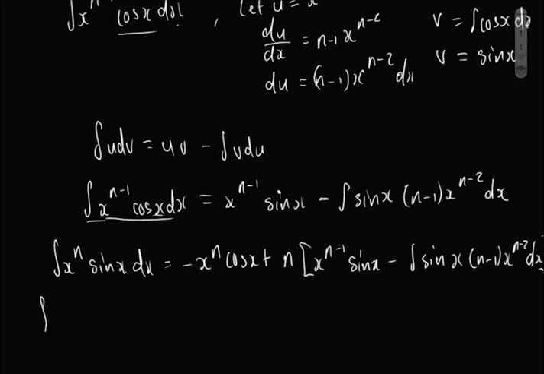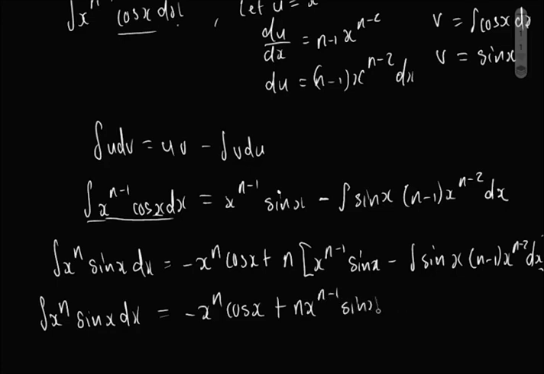So now we would say the integral of x to the n sine x with respect to x is equal to negative x to the n cos x. Then here we can say plus nx to the n minus 1 sine x. And then here, maybe let me not expand yet. Let me leave it like this. And outside, I take out the constant, so it will be minus n minus 1. The constant n minus 1 is now out, the integral of x to the power of n minus 2 sine x dx.